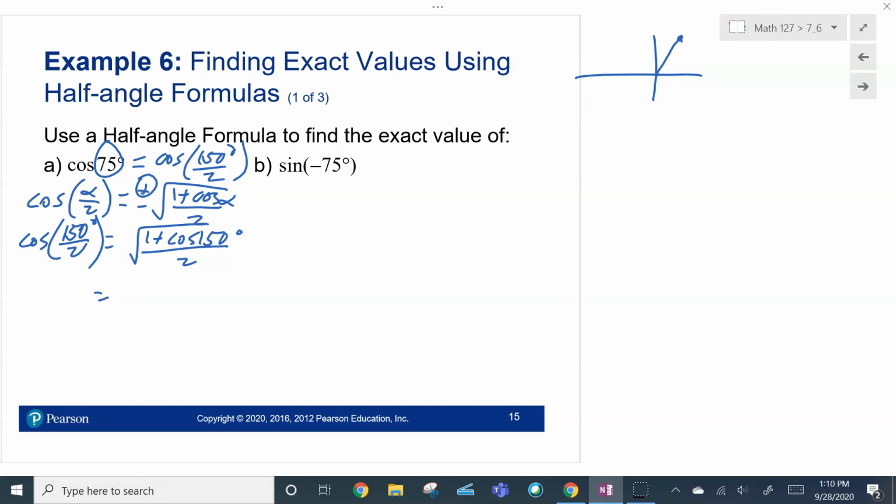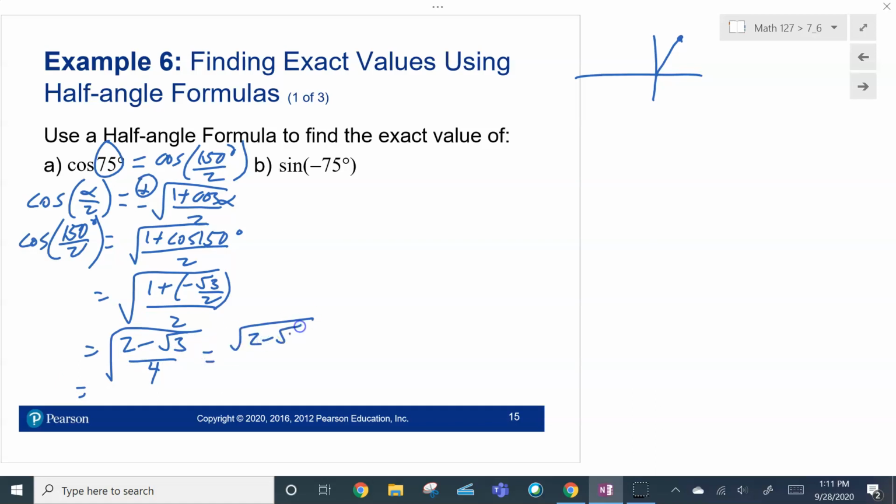And then I know the cosine of 150 degrees. Cosine of 150 degrees on a unit circle is negative root 3 over 2. And then we just clean this up. That's 2 over 2 minus root 3 over 2, 2 minus root 3 all over 2, all over 2. So 2 minus root 3 over 4. Square root of top over square root of bottom. So there's cosine 75 degrees, the exact value.